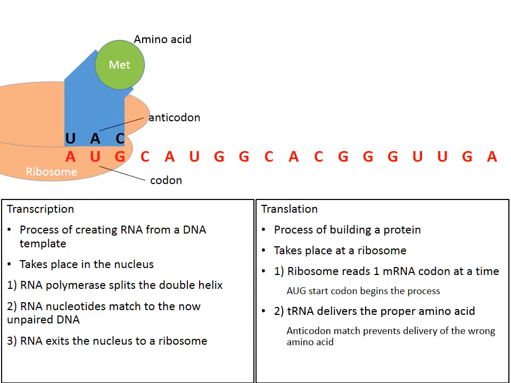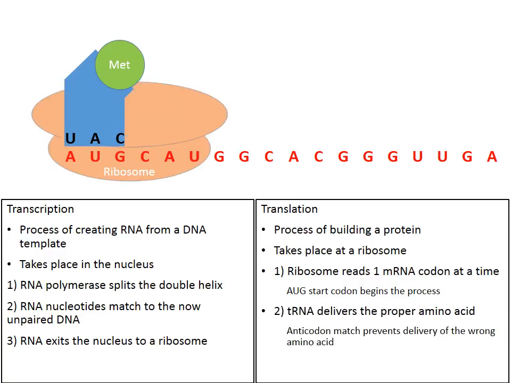And so now I want to point out what the anticodon is. The anticodon are 3 nucleotides that you can find on the tRNA. Anti is a prefix that means opposite. Notice how the AUG in red is opposite of the UAC in blue. Because they are opposites, this is a match. This prevents the wrong amino acid from being delivered at the wrong time. You'll see a good example of this in just a moment.